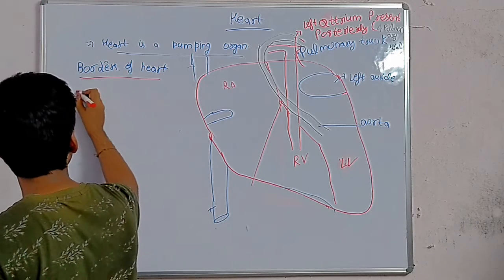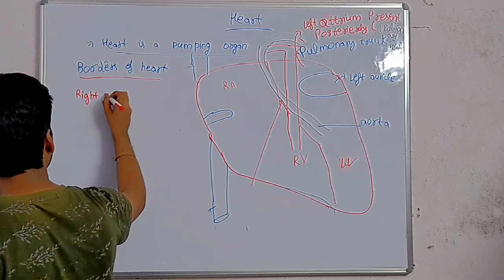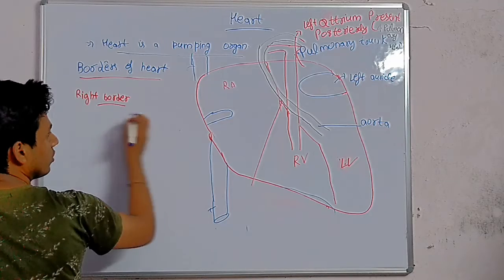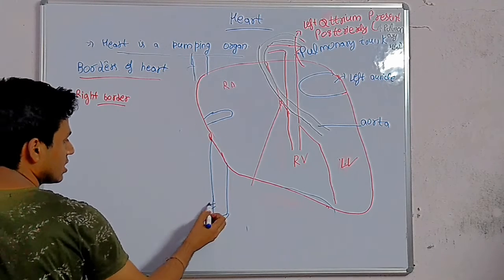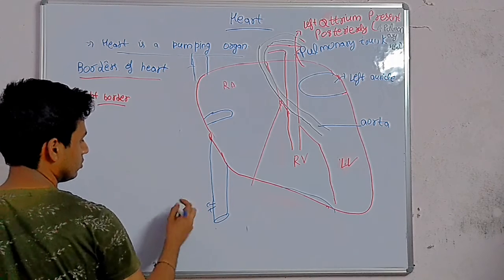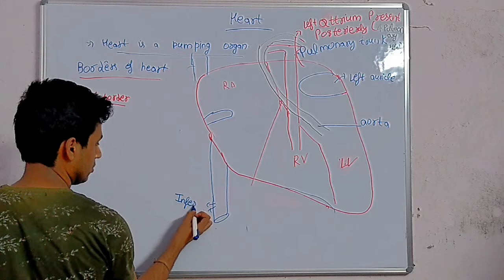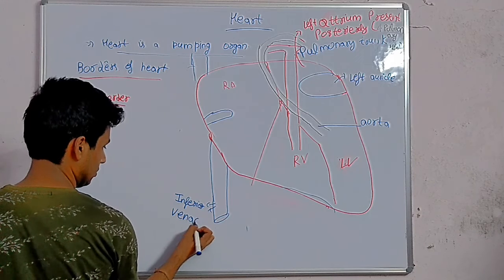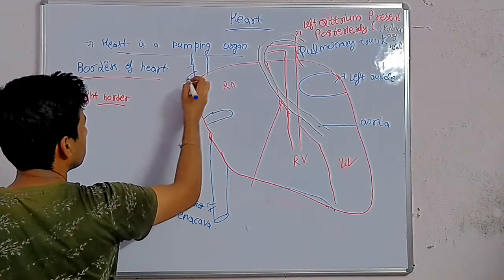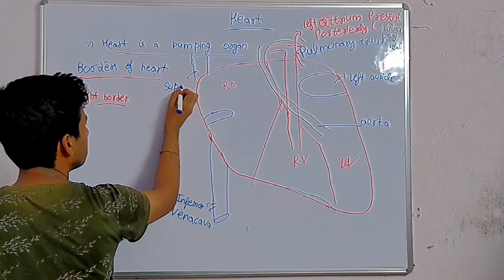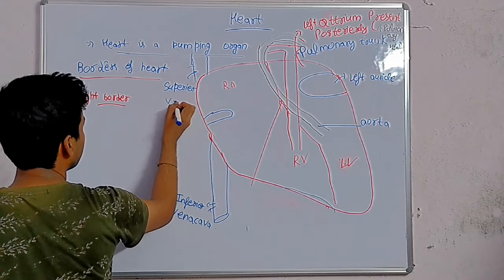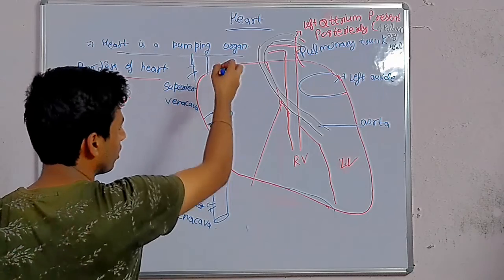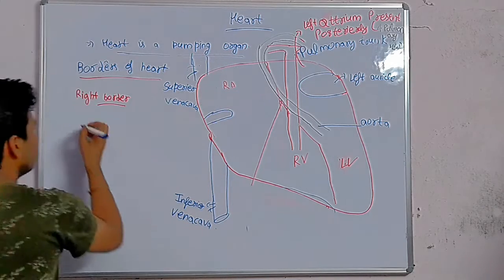First, right border. Formed by, this is the whole right border. So this is inferior vena cava, superior vena cava. So this whole portion forms right border: right atrium, superior vena cava, inferior vena cava. This whole line.